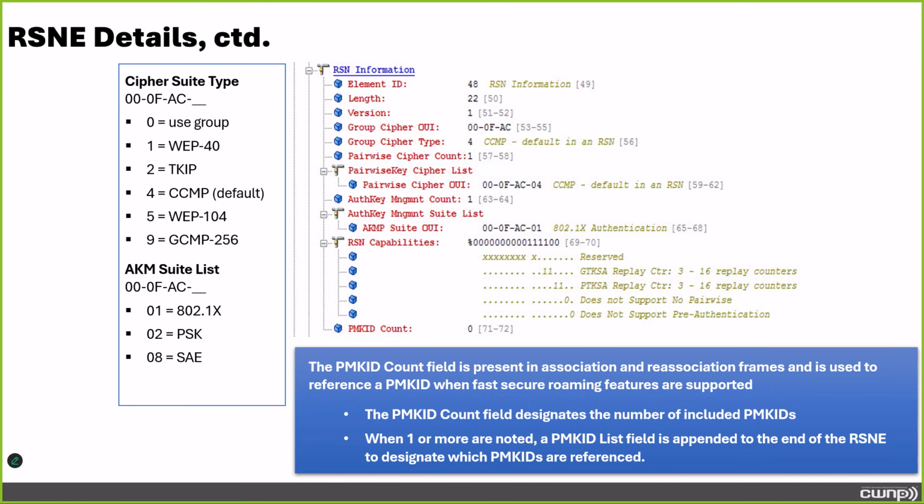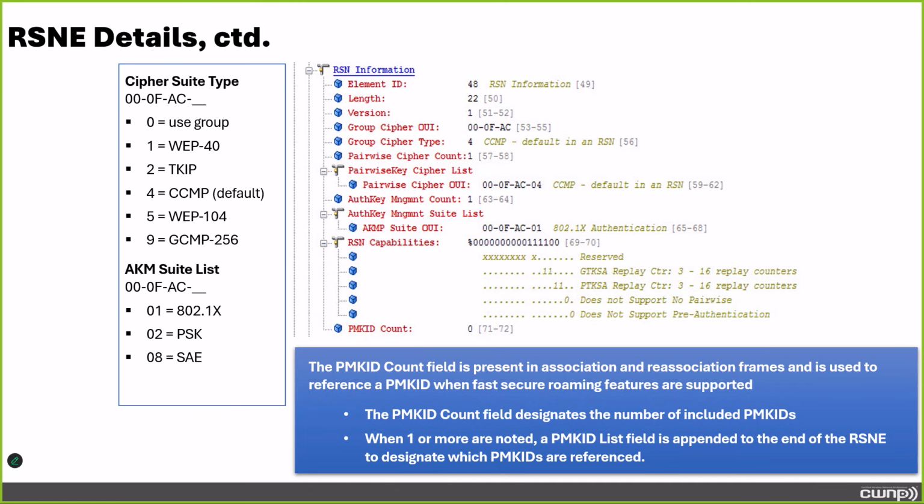And then you have the authentication and key management suite. So the difference between these, cipher suite, what am I using for my encryption and for my integrity and so forth in my communications, right? That's what that's telling me. The AKM suite, how am I getting that?